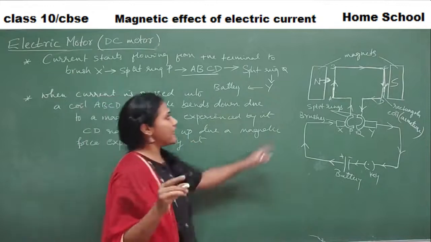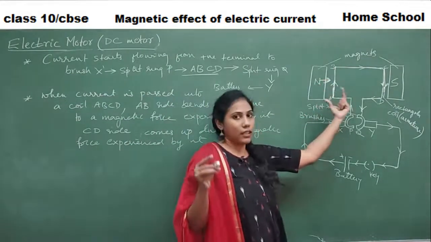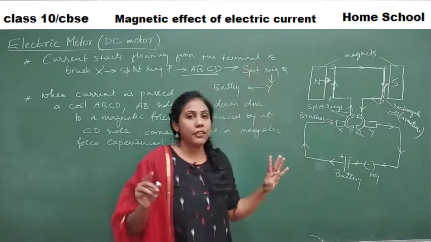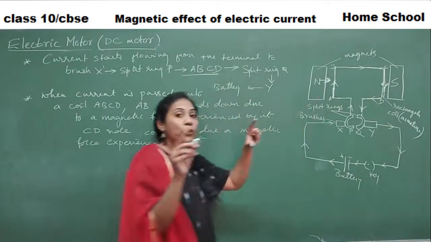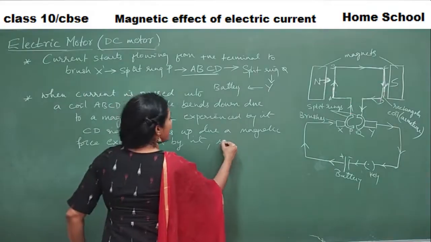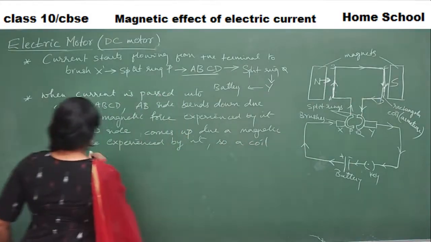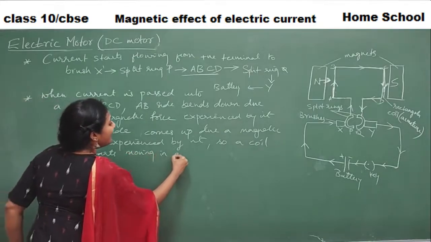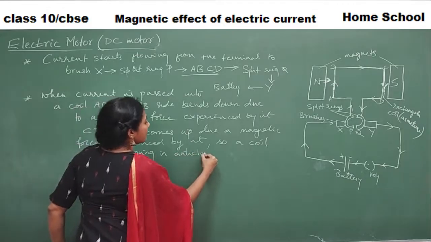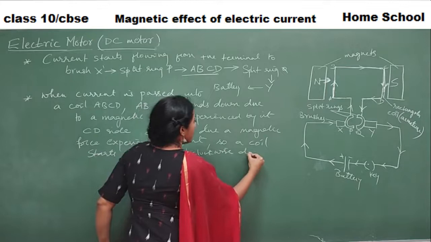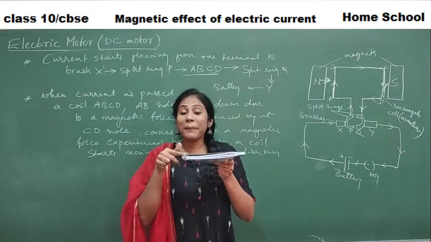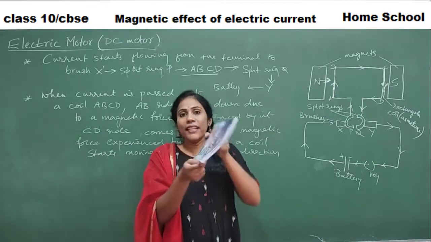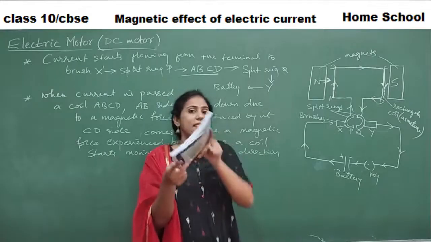Because of that, displacement of AB takes place to the down part, and the displacement of CD takes place to the upper side. So a coil starts moving in anti-clockwise direction. Yes or no? Definitely. The AB side bent down, the CD side came up. Say in what direction the coil is moving? It is anti-clockwise direction. Yes or no?